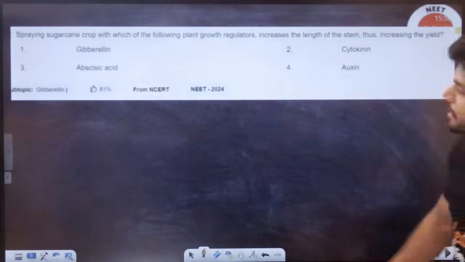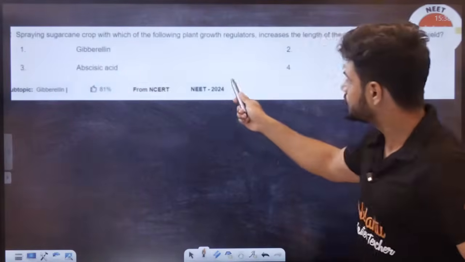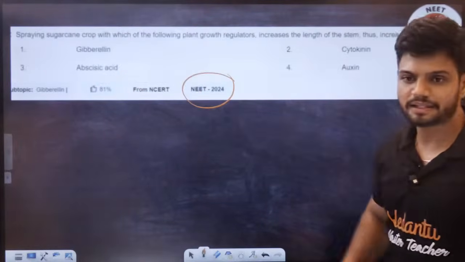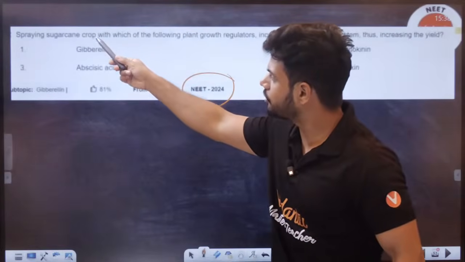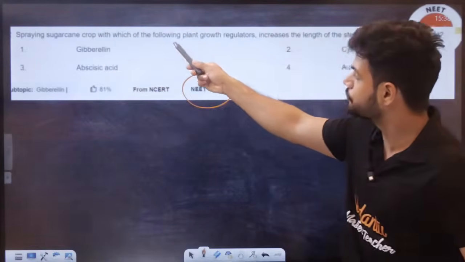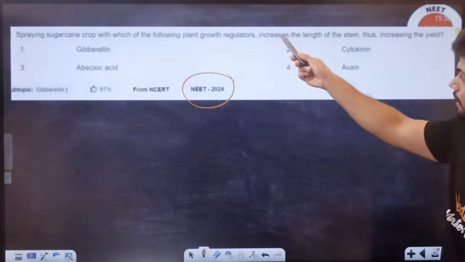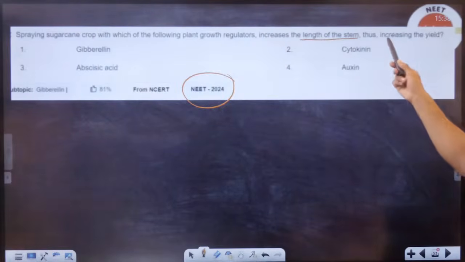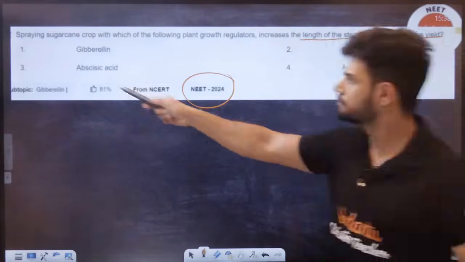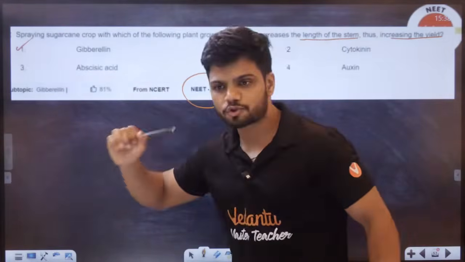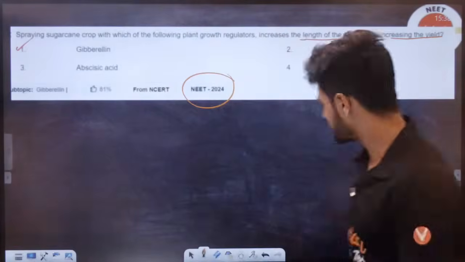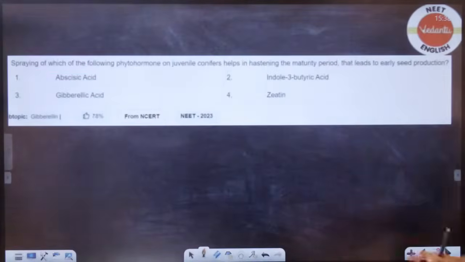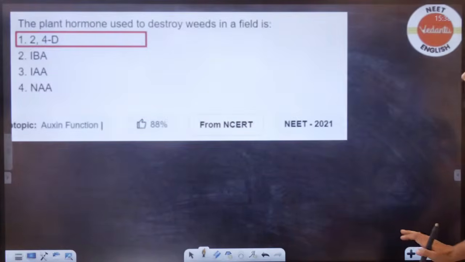Question on the board. See here. This is the NEET 2024 question. Spraying sugarcane crop with juvenile. Which of the following plant growth regulators increases the length of the stem and thus increases the yield? That is basically gibberellins, right? If you spray gibberellic acid on sugarcane, the sugarcane will become long. Okay, and the question can be asked very simple like this.